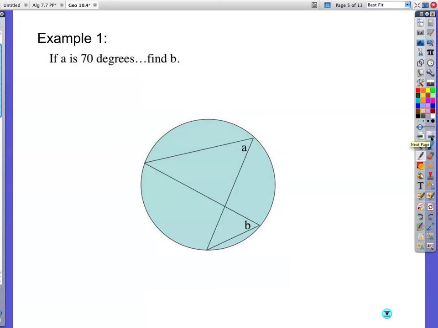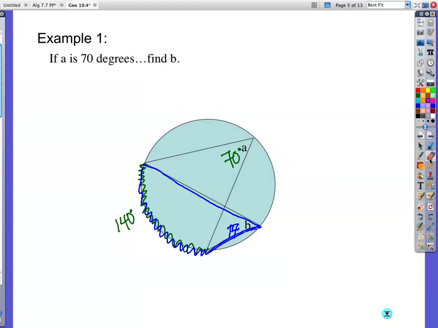If A is 70 degrees, find the value of B. So 70 degrees means this arc right here is 140 degrees. But I have to find B, and this is one of those cases. Trace along with your finger, or use a worksheet. It's the exact same arc. So if your arc is 140, then your angle is half of that, which is 70. So angle B is 70 degrees.